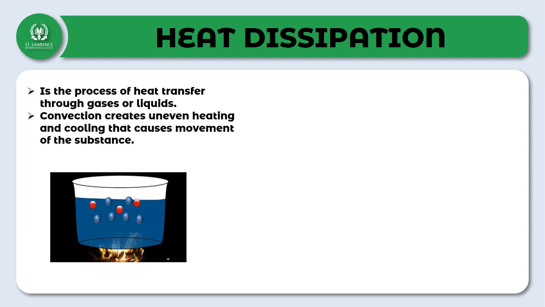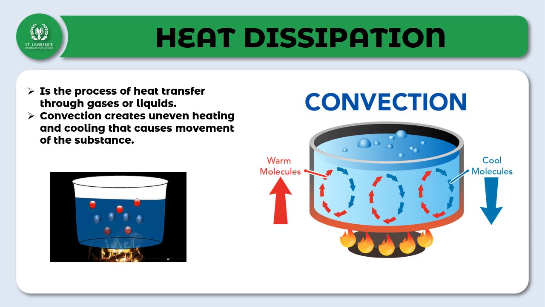So we can say convection is the process of heat transfer through gases or liquids. Convection creates uneven heating and cooling that causes movement of the substance. For example, over here in a pot of boiling water, the heat from the stove warms the water at the bottom, causing it to rise, while cooler water moves down to take its place. This process helps transfer heat through the fluid.